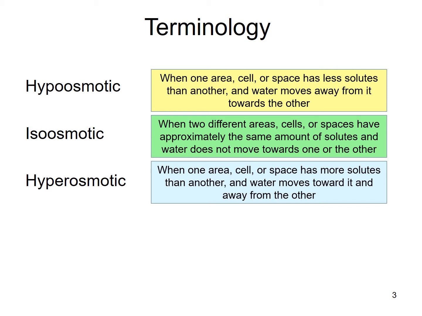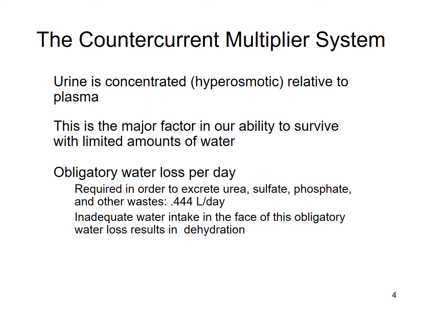Hyperosmotic means that an area, cell, or space has more solutes than another area, cell, or space, and so water is going to move toward this area and away from the other. Urine is concentrated, meaning hyperosmotic, relative to blood plasma. And this is one of the reasons why we can survive with limited amounts of water.